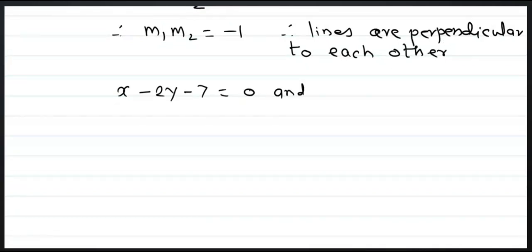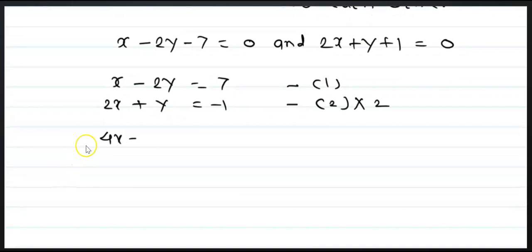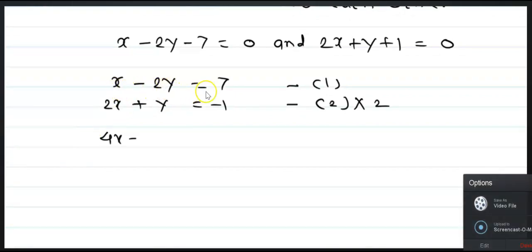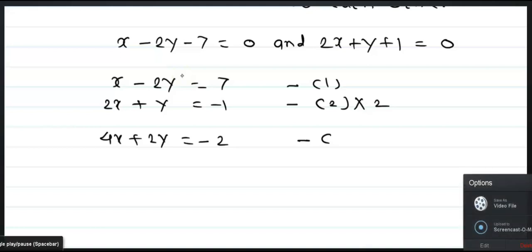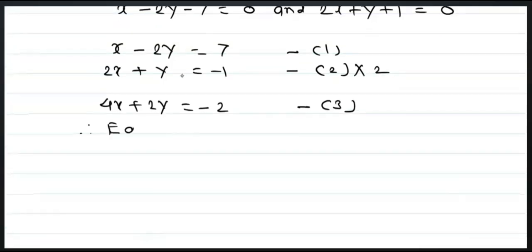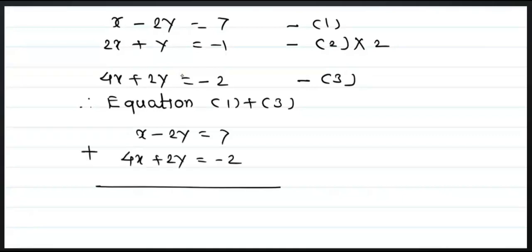To find their point of intersection, we will solve these two lines using simultaneous equations. Here is the equation x minus 2y is equal to 7. This is equation number 1, and 2x plus y is equal to minus 1 is equation number 2. Multiply equation number 2 by 2. Therefore, you will get 4x plus 2y is equal to minus 2. This is equation number 3. Now add equation number 1 and 3, and the plus 2y and minus 2y get cancelled, and hence 5x is equal to 5.